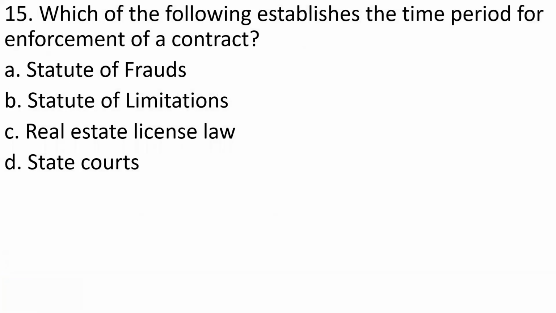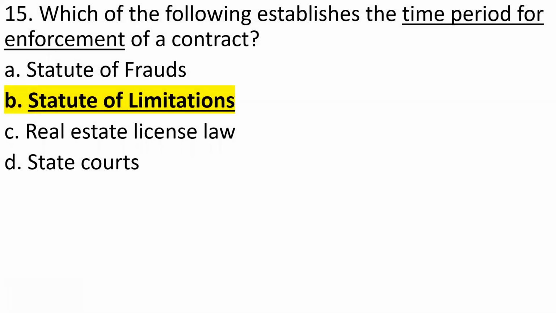Number 15, which of the following establishes the time period for enforcement of a contract? Well, here we're talking about the statute of limitation. Time period for enforcement. That is a statute of limitation. We understand if the contract is in writing, the parties have 5 years to enforce the contract. If the contract is verbal or oral, then they have 4 years. That is what they're testing here.